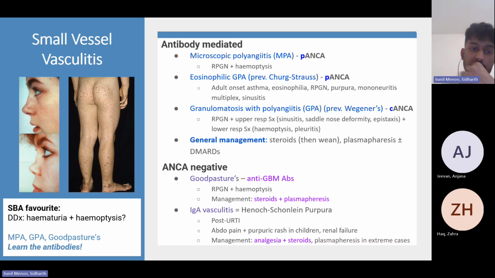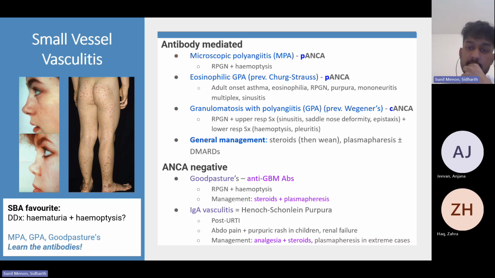Then you get Wegener's, which is granulomatosis with polyangiitis. Again, small, medium, which affects the respiratory tract. So the upper respiratory tract symptoms you'd see are epistaxis, nasal crusting, sinusitis. Lower respiratory tract, you'd get dyspnea, shortness of breath, hemoptysis. And you'd also get a rapidly progressive glomerulonephritis in most patients. You can get both P and C ANCA in this, but it tends more to be C ANCA. You get a saddle-shaped nose deformity, that's common. You can do a chest X-ray for this.